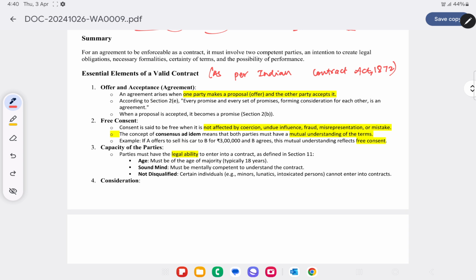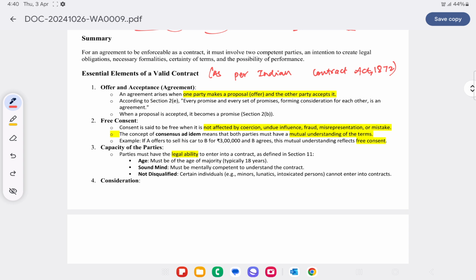So what are the essential elements? One is offer and acceptance. There must be some offer from one person and the other party will have to accept the same. Offer plus acceptance becomes a promise. When it's done for a consideration, it becomes an agreement. So there has to be offer plus acceptance plus consideration for it to be an agreement.